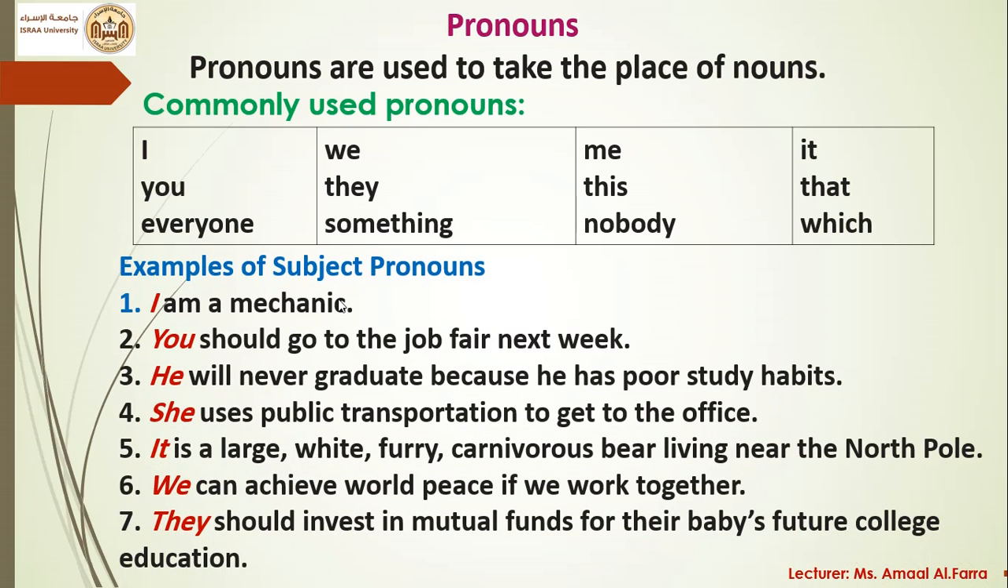Number 1, I am a mechanic. I is a subject. 2, you should go to the job fair next week. You is a subject. He will never graduate because he has poor study habits. He is a subject, replacing a noun. She uses public transportation to get to the office. She is a subject.